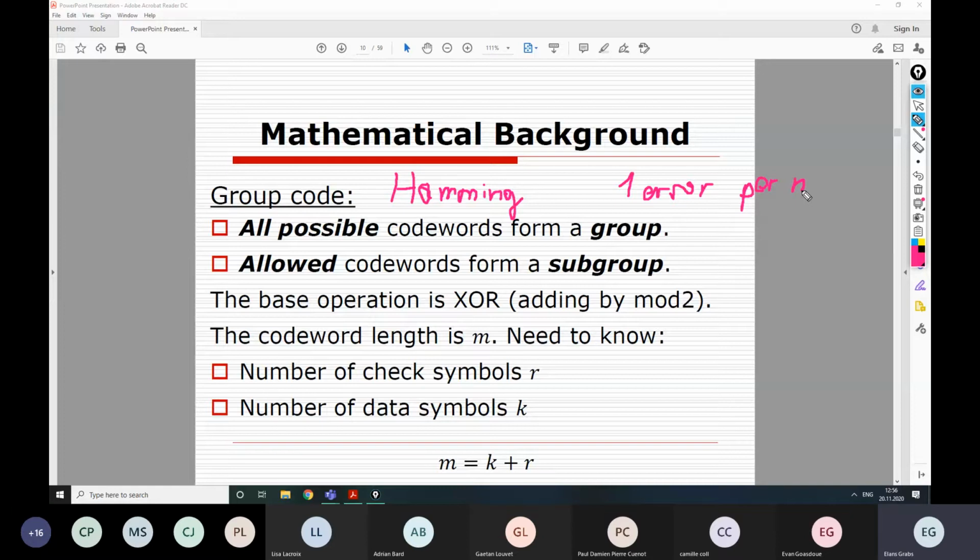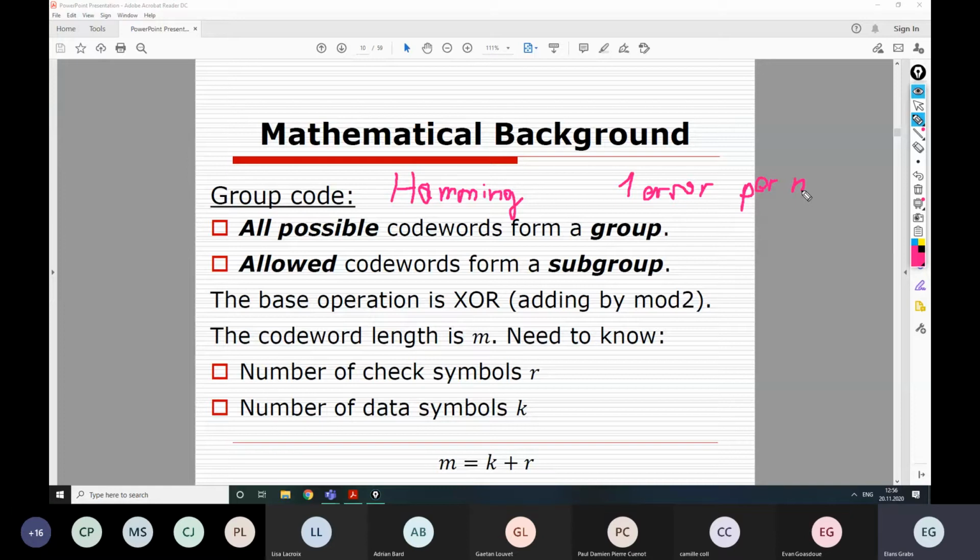So the procedure is quite simple. First of all, we define how many check symbols we need. This largely depends on the number of errors to be corrected. So if we would like to correct only one error, we would need, for example, one value of error. If we'd like to correct 2 errors, we will need greater value of error, and so on.